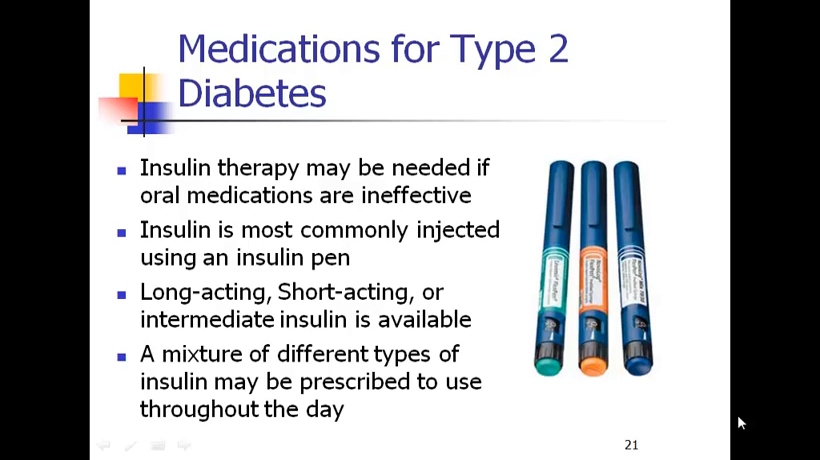Insulin therapy may then be needed if oral medications are ineffective. Insulin is most commonly injected using an insulin pen. Long-acting, short-acting, or intermediate insulin is available. Brand names that are commonly seen are Humalog, Novolog, and Lantus. A mixture of different types of insulin may be prescribed to use throughout the day.